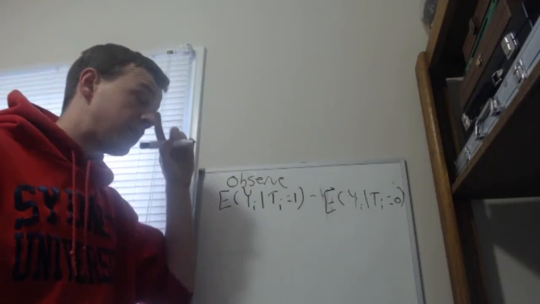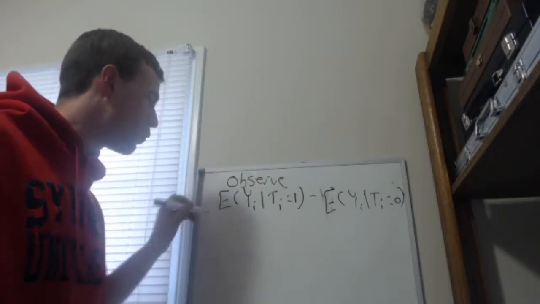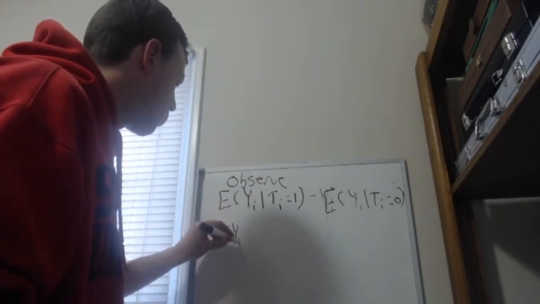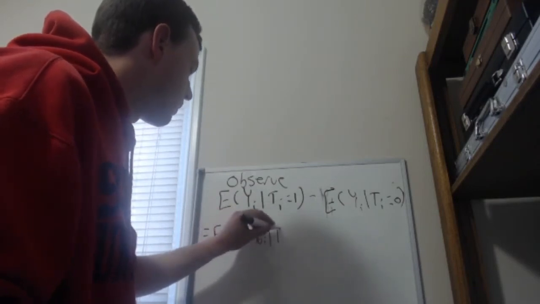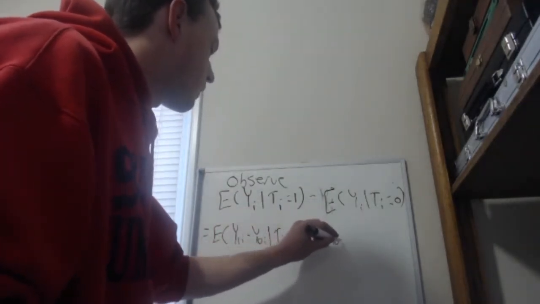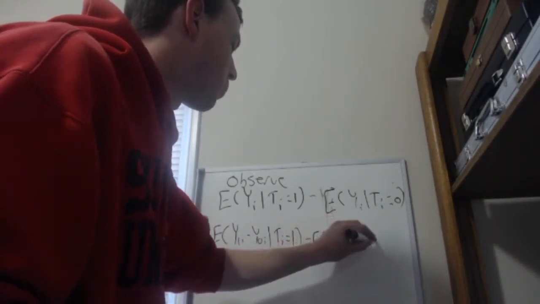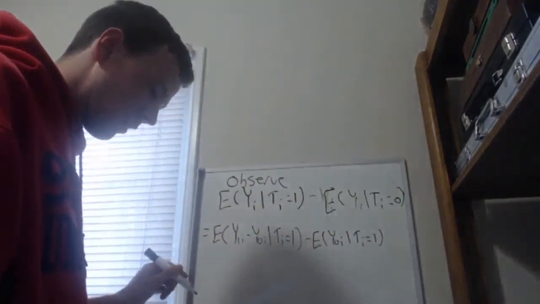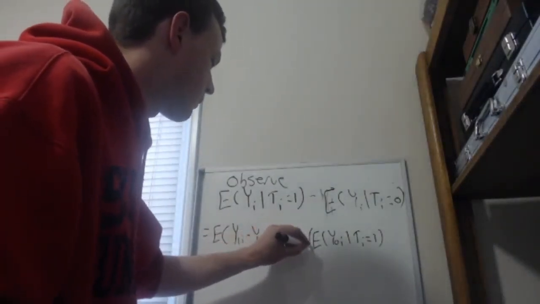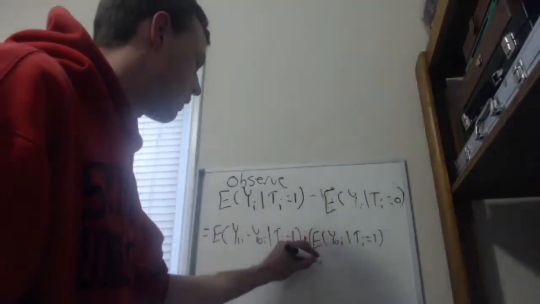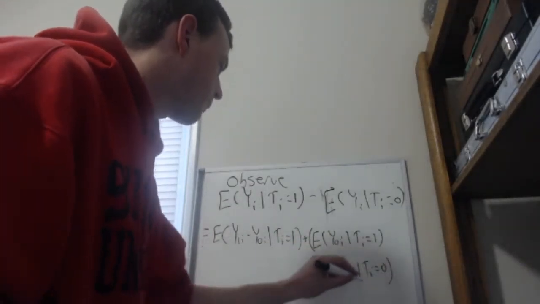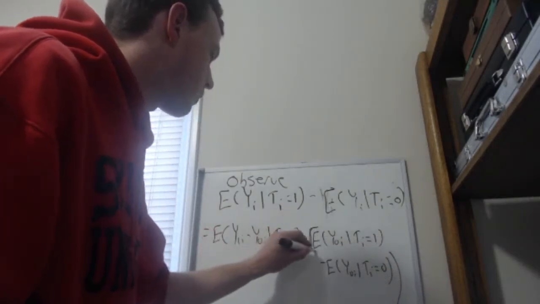And we know, this is going to be in your lecture notes from lectures past, that this is equal to the expected value of Y1i minus Y0i given Ti equals 1, plus the expected value of Y0i given Ti equals 1, minus the expected value of Y0i given Ti equals 0. Let's make that a square bracket.